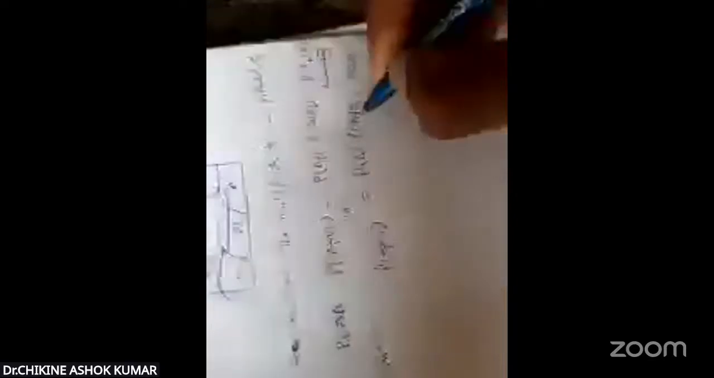Now assume this is equation number 1, this is equation number 2. But here I have taken only 2 events, A and B. In our statement, how many events do we have? N events. So wherever A is there, just replace it with AI, for all I equal to 1, 2, 3, 4 up to N. In the place of A, I am putting AI, and here also AI.